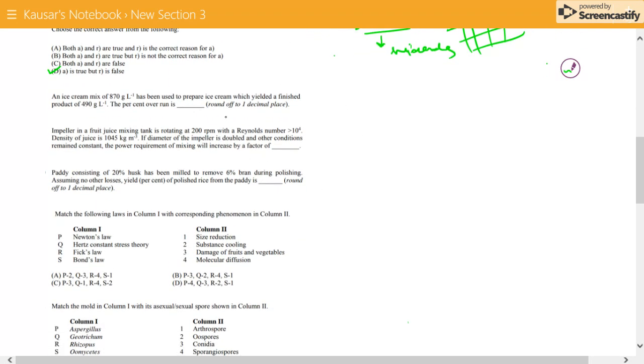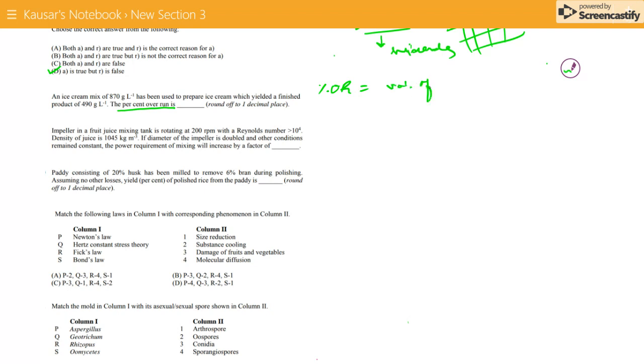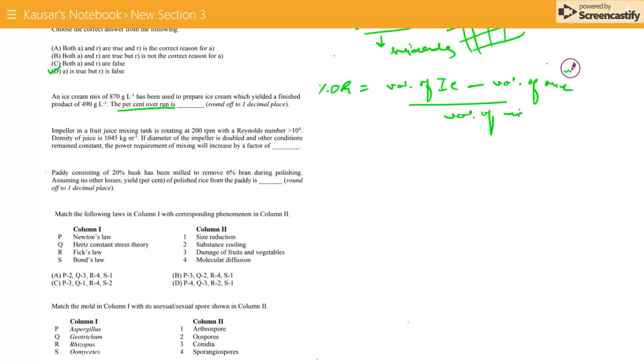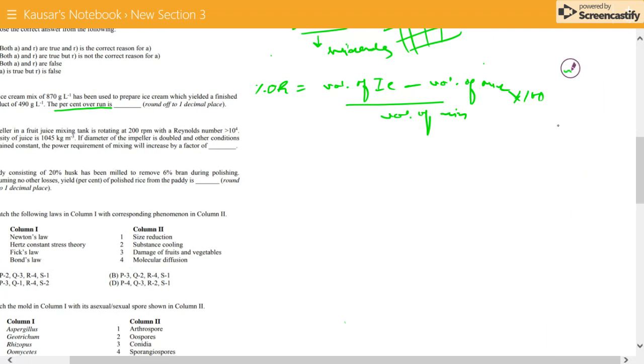Next question is a numerical question in which we have to obtain the percent overrun. For percent overrun, we have the formula: percent overrun is equal to volume of ice cream minus volume of mix, divided by volume of mix, multiplied by 100. But in this numerical we don't have the data in volume. We have data in density, so first we have to convert this density into volume.